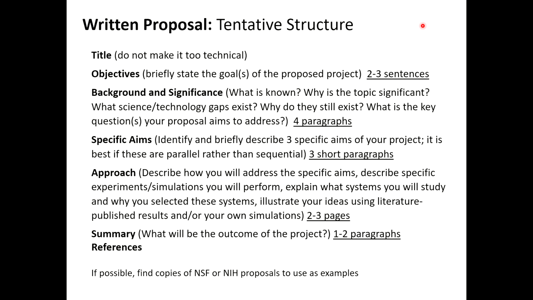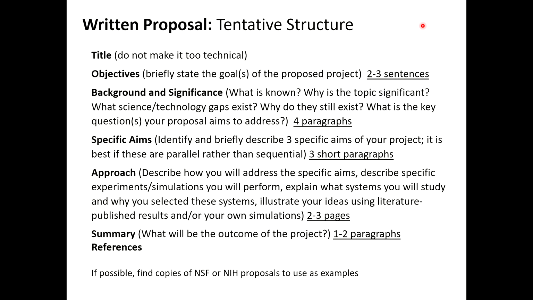Define your objectives, about 2-3 sentences on the goals of your proposal. Tell us what's significant, what's known in background and significance. It's always good to have specific aims. Maybe three specific aims is a good number. Explain your specific aims. They have to be somehow measurable. There should be measurable outcomes of specific aims. And then describe how you approach this problem. Give a brief summary, maybe in 1 or 2 paragraphs, and references.